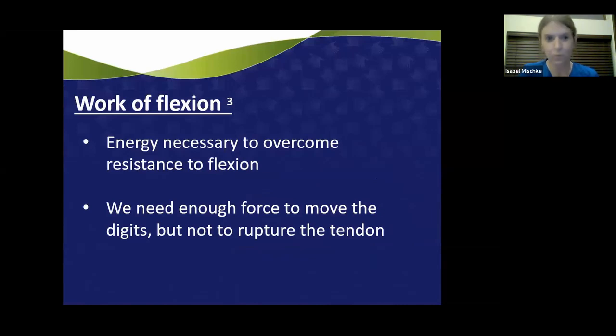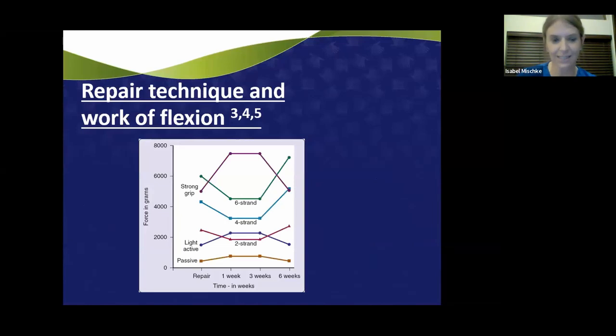And then lastly, work-off flexion. So work-off flexion is the energy necessary to overcome resistance to flexion. We need enough force to move the digits, but not to rupture the tendon. So that is the big question. How much is enough? So if you look at the repair technique that's currently used most by the surgeons in South Africa, it's the 4-strand and the 6-strand repair. And if you look at the force or the work-off flexion in milligrams, a strong grip or full fist is too much work-off flexion between week 1 and week 3, even up to week 4 for those repairs. However, a light active movement or half a fist would be completely adequate to get your tendons gliding and not exceed that work-off flexion that the 4- and 6-strand repair can actually take.